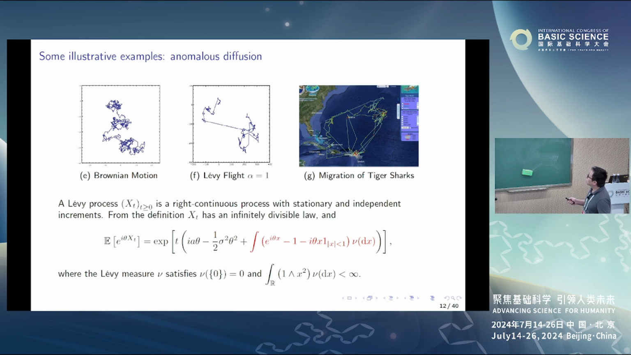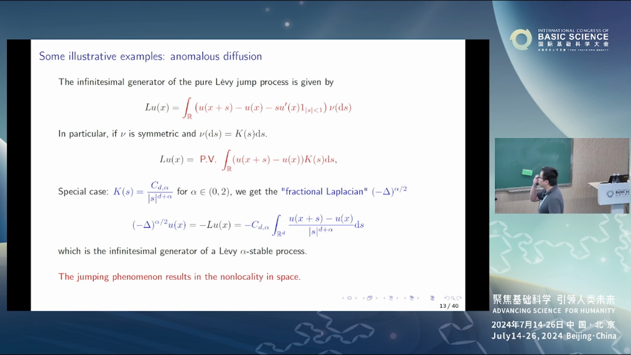Okay, so here I just downloaded a picture from Wikipedia. It is a migration trajectory of tiger sharks. So you can see, besides some short distance random walk, it also involves some long distance travel. Okay, and this kind of process is called the Lévy process, okay, which is a generalization of Brownian motion. It involves the classical drift part, the diffusion part, and more importantly, it involves a jump part. Okay, if you ignore the first two parts and just look at the third one, then the infinitesimal generator of this jump process is given by this integral form.